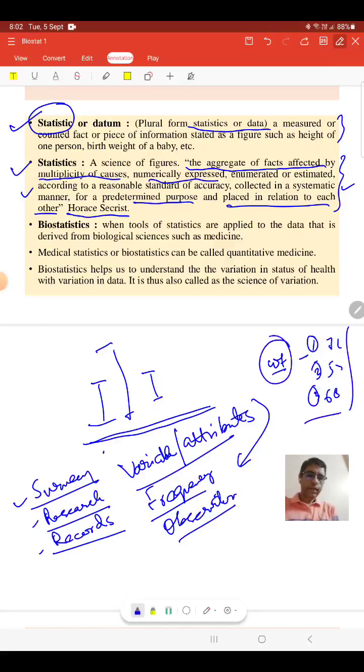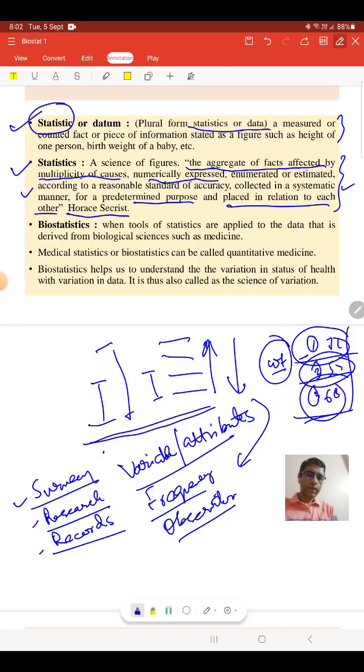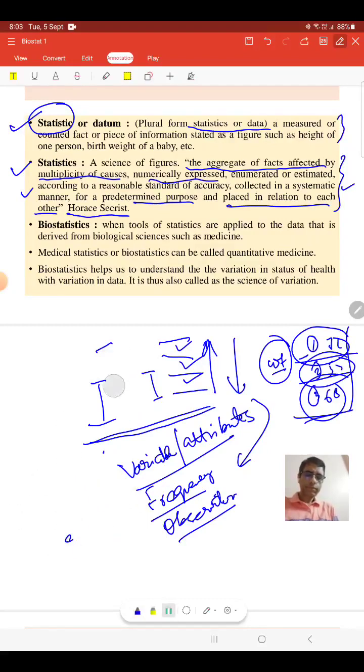So the data is related to each other, and we may arrange it in ascending order, descending order, or in strata or categories. We can divide, like say, up to 50 in one category, 51 to 75 in another category, 76 to 100 in another category. So this is how it is presented in relation to each other. I hope it is clear to everyone.